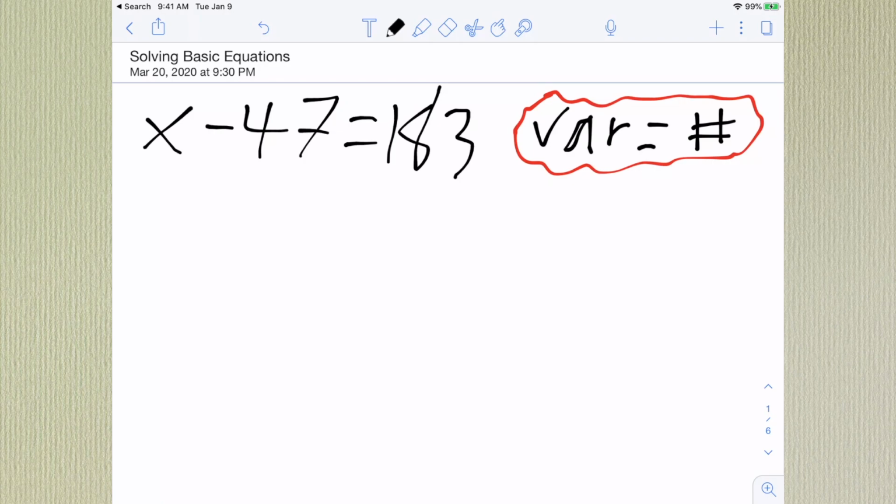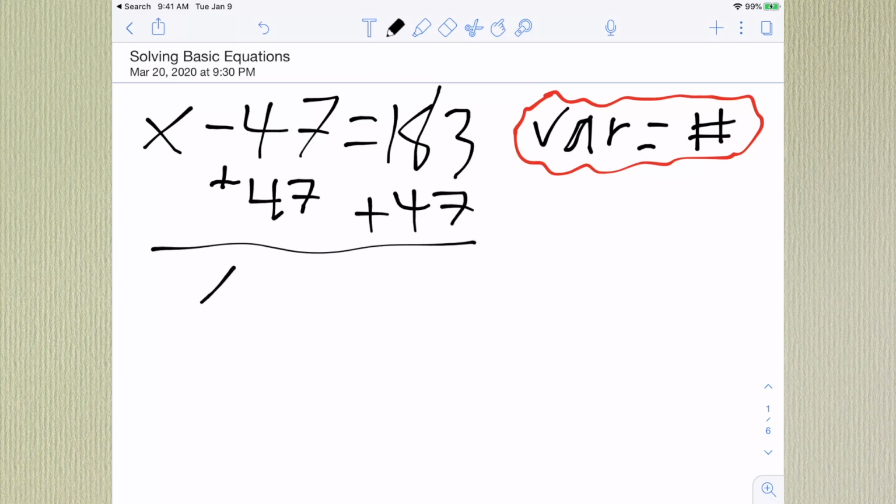So, what you first want to do is, actually this is only one step. Just add 47 on both sides, and you get x equals 230. And that is a correct answer. Perfect. So now we're going to move on to something a little bit more complex.